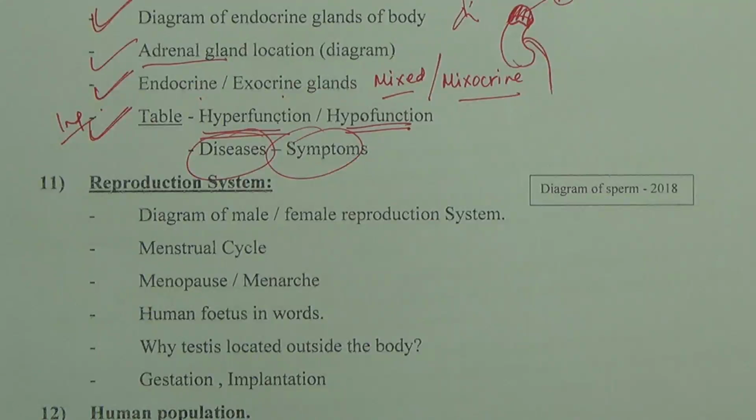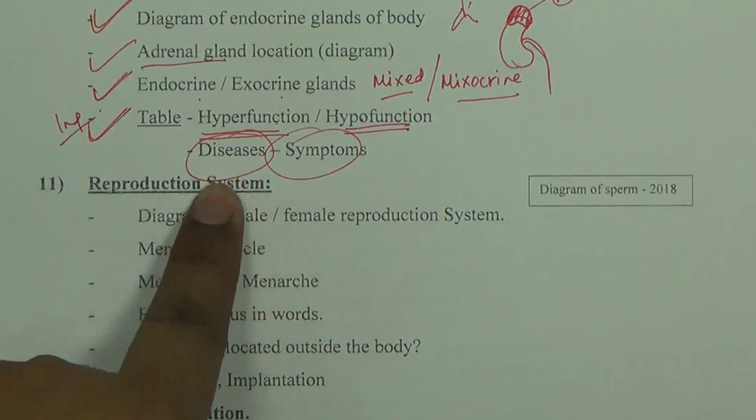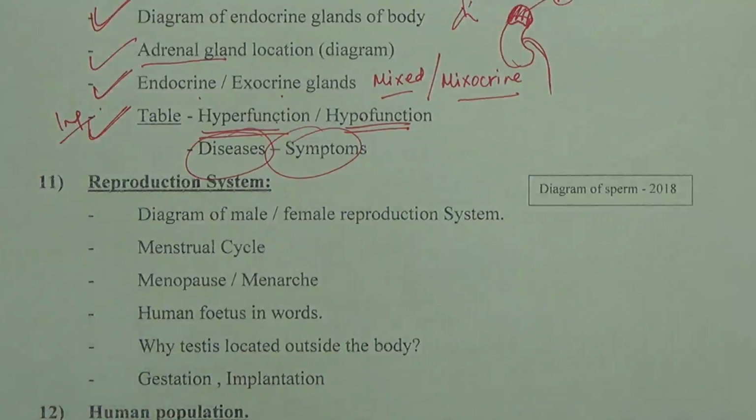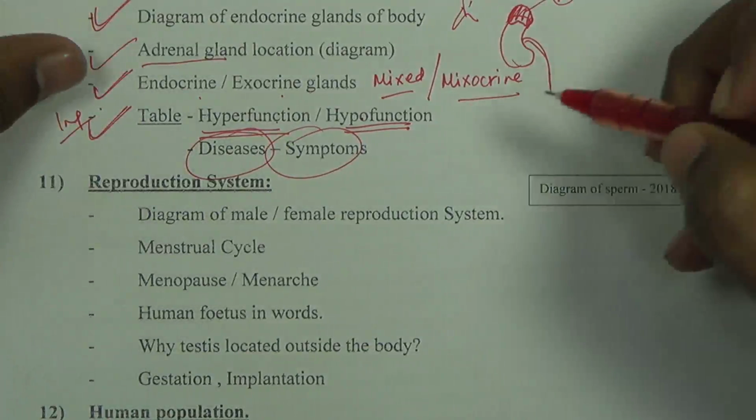Sometimes if the question paper is really tough, they might ask you a question in which they will give you the symptoms of the disease and you have to identify the disease and tell how the disease is caused. The disease might either be caused by some hypofunction of some hormone or some hyperfunction of some hormone. Right, so look into it.